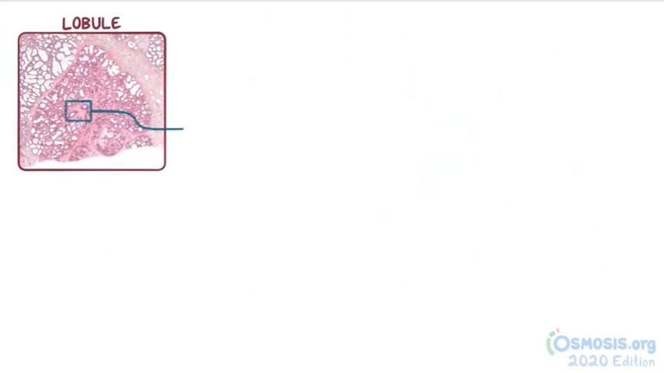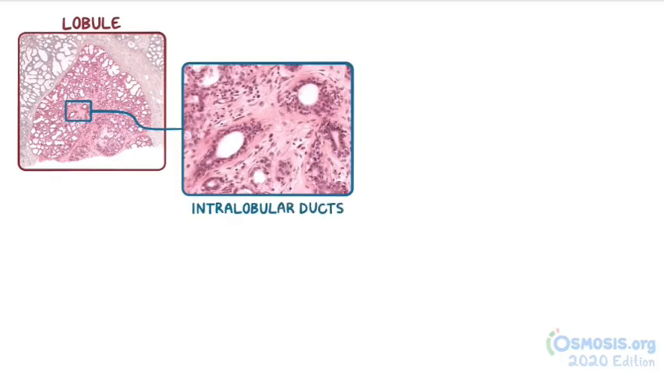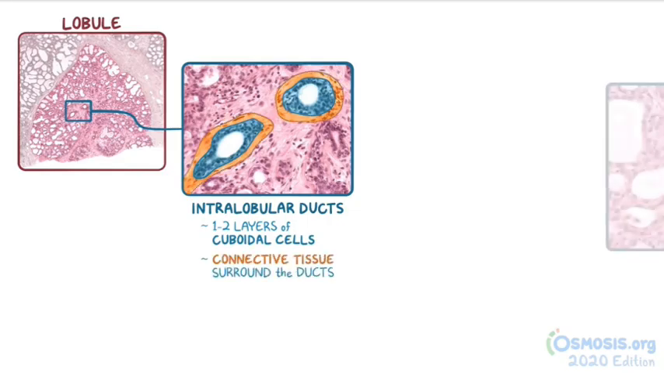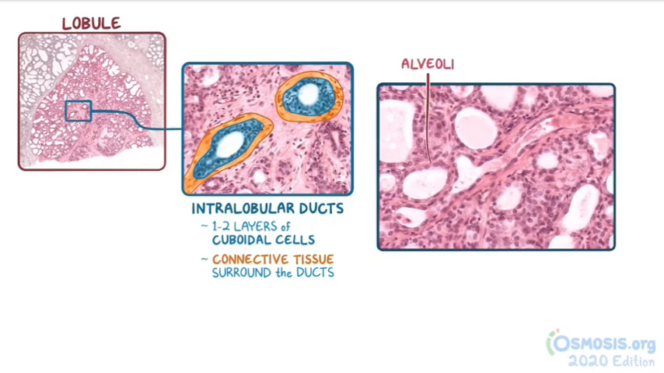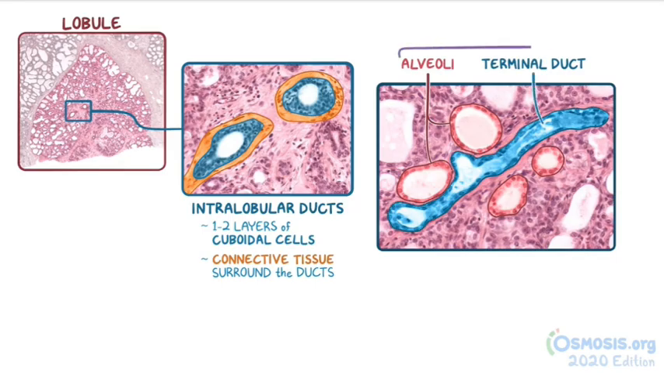If we take a closer look at one of the lobules, we can see some of the smaller intralobular ducts that are typically lined with 1 to 2 layers of cuboidal cells that also have a thin layer of connective tissue surrounding the ducts. In this image of a different lobule, we can see a good example of a few alveoli and a longitudinal cross-section of the terminal duct that's responsible for draining the milk produced by these alveoli. Both the terminal ducts as well as the alveoli are lined with either cuboidal or columnar secretory cells.